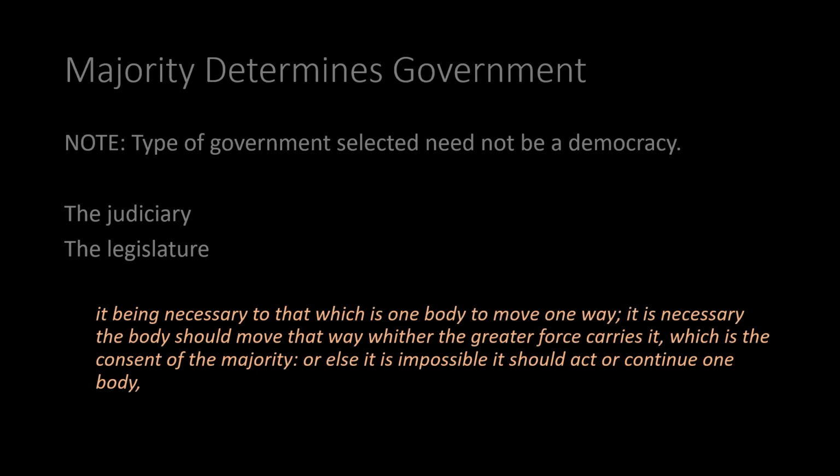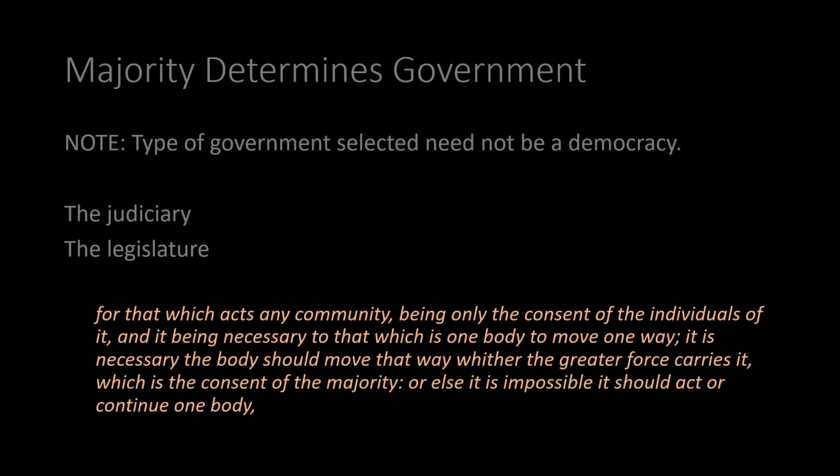In Locke's words, quote, "It being necessary to that which is one body to move one way, it is necessary the body should move that way whether the greater force carries it, which is the consent of the majority, or else it is impossible it should act or continue one body." End quote. So why is it that the majority gets to determine the type of government? Well, if minorities have this right, then two or more different minorities will pull in two or more different directions, tearing the community apart. Only the will of the majority allows one community to act as one body.